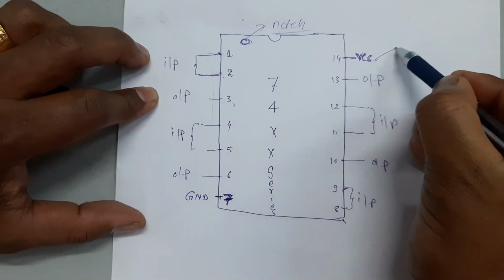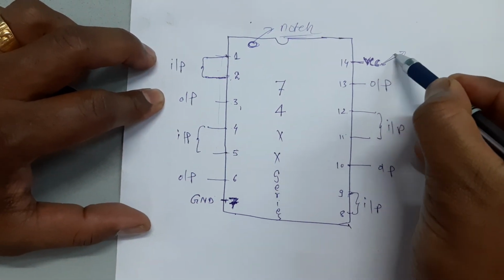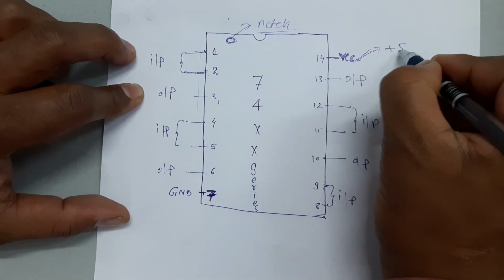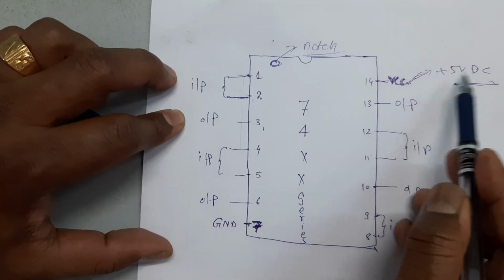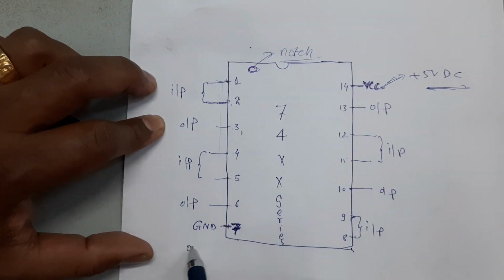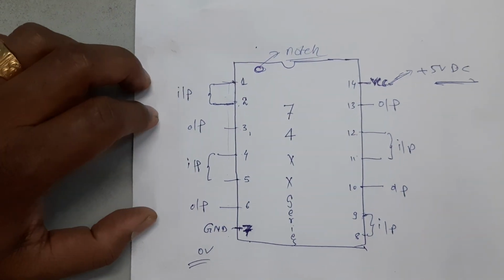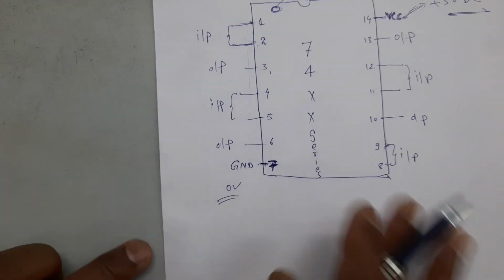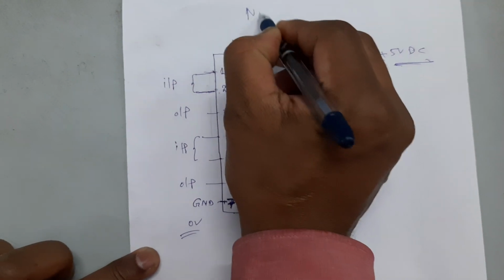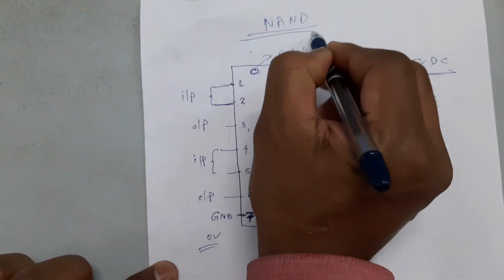Okay, so first you directly connect to VCC. So what is my VCC? That is plus 5 volt DC. So here I am connecting plus 5 volt DC, and this is ground, that is 0 volt. Is it fine? So how to verify this, right? Now I am saying this is a NAND gate, isn't it? This is a NAND gate.